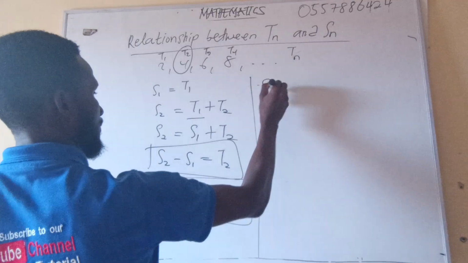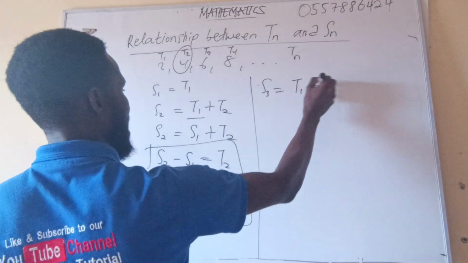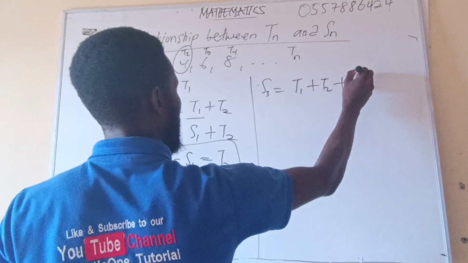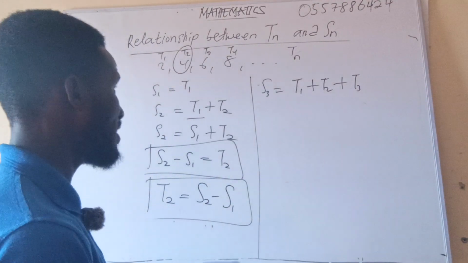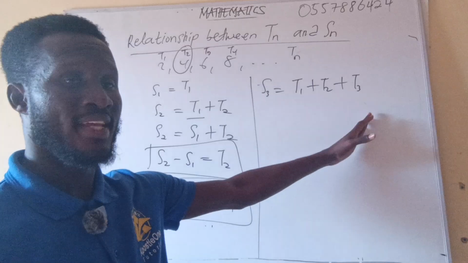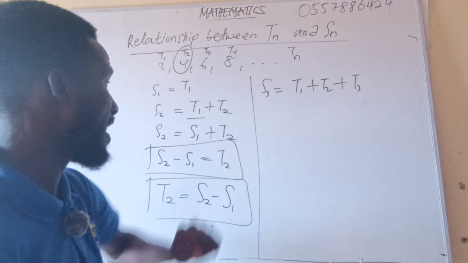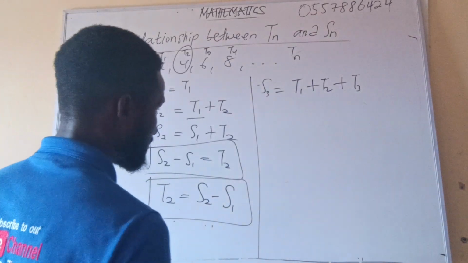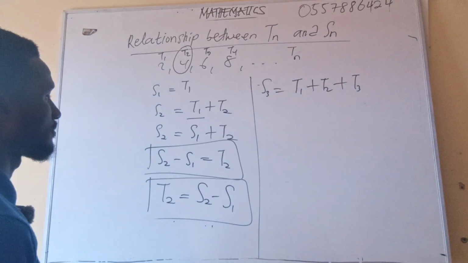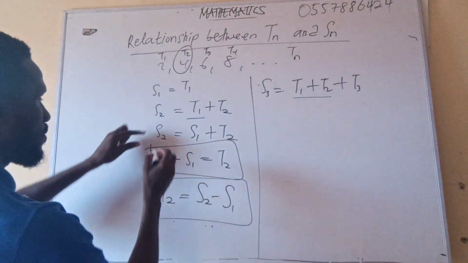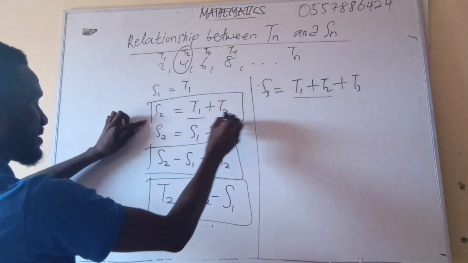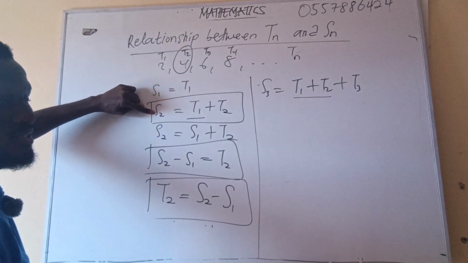Now S3. Don't forget S3 is the same as S1 plus S2 plus what? T3. Before I can get the sum of the first 3 terms, I need to add the first term, second term, and the third term, right? Now, what is t1 plus t2? t1 plus t2 is the same as the sum of the second term.